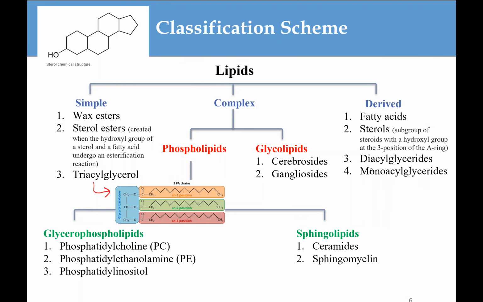We can also have diacylglyceride or monoacylglyceride. They come from triacylglycerols. If I remove 1 fatty acid, I'm left with 2. That would be diacylglycerol. And if I remove 2, only 1 fatty acid would be left. So that is a monoacylglyceride.